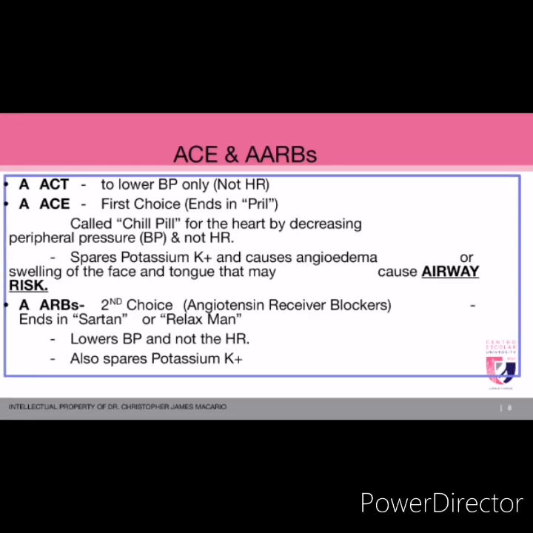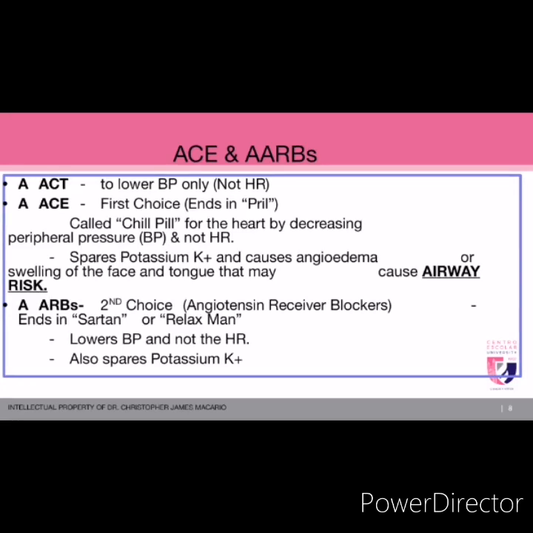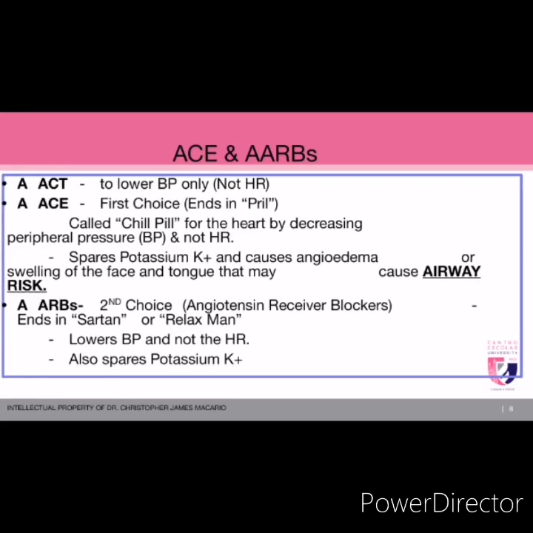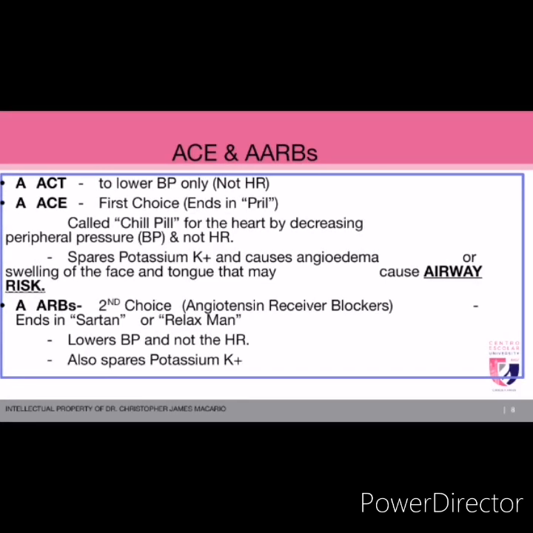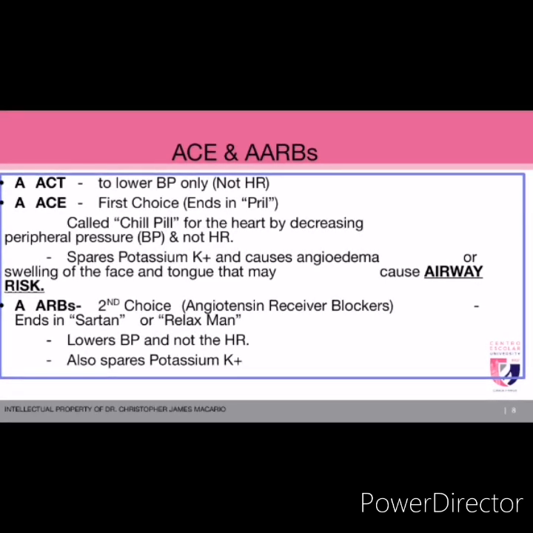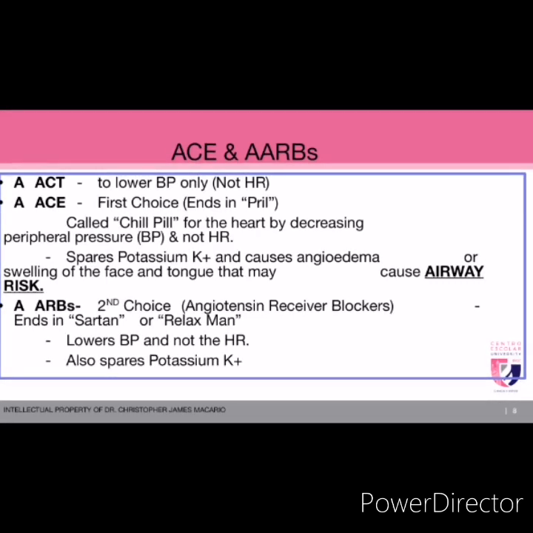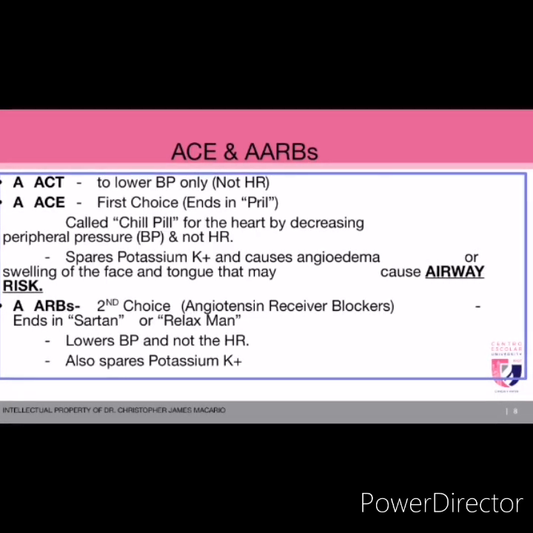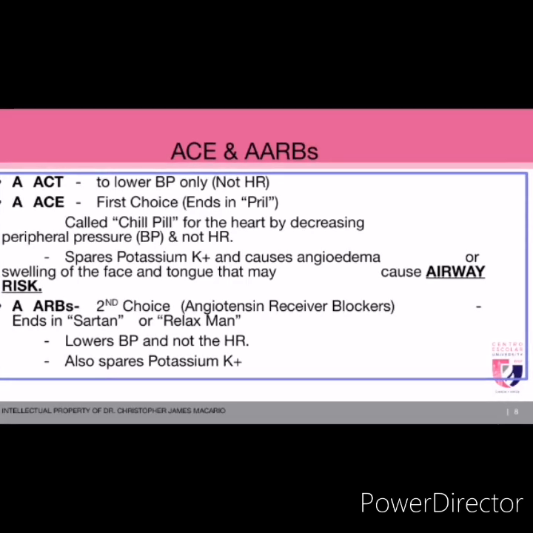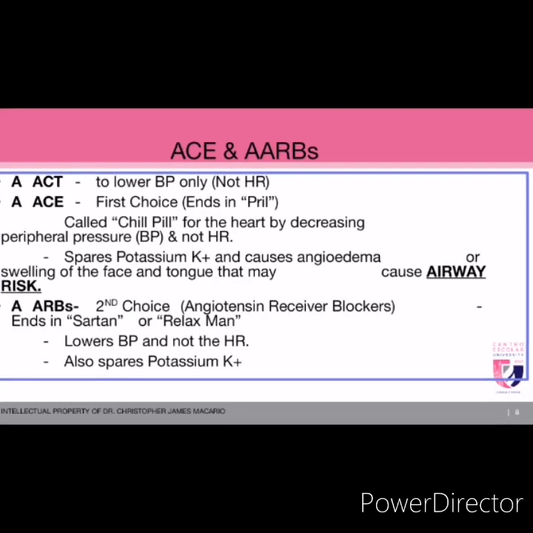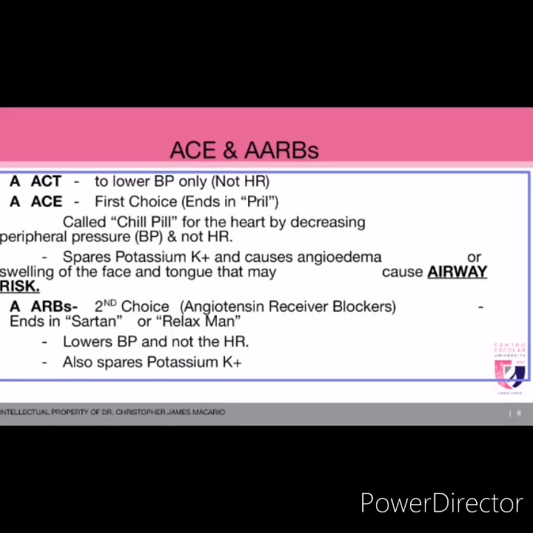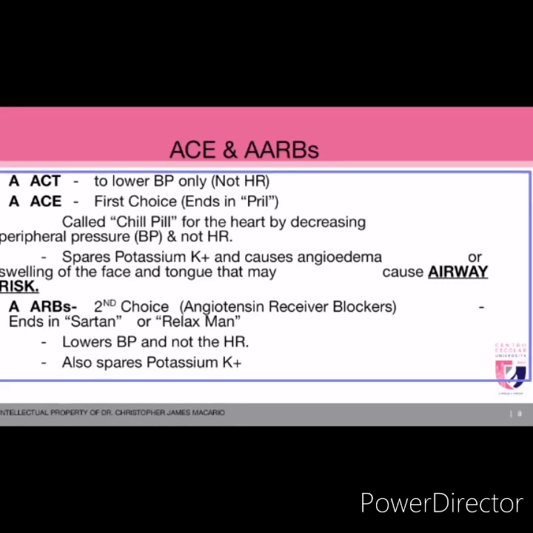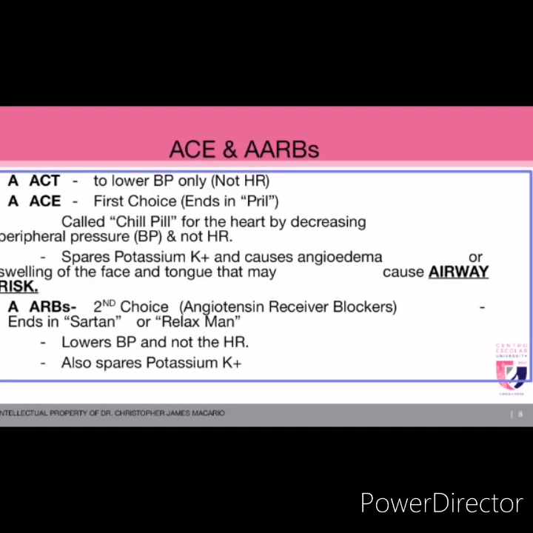ACE is the first choice and ends in PRIL. Okay? It's called the chill pill for the heart by decreasing peripheral pressure, or decreases blood pressure but not the heart rate. It spares potassium and causes angioedema, or swelling of the face and tongue that may cause airway risk. Lalong-lalo na kapag yung tongue nag-swell. Okay? And the other A stands for your ARBs. It's the second choice.